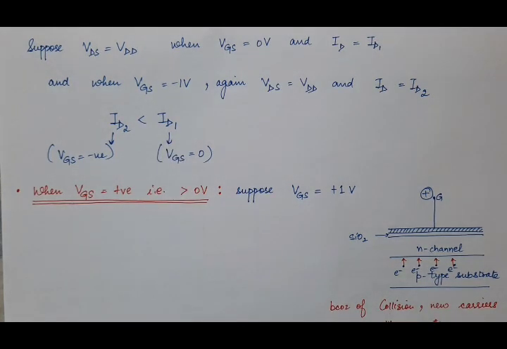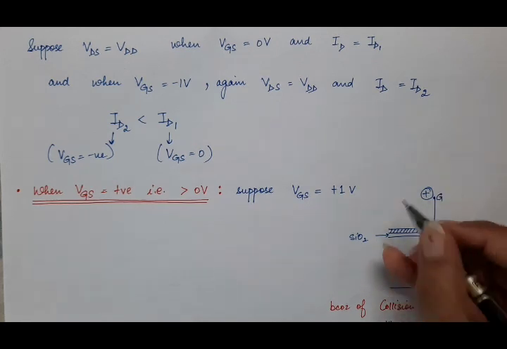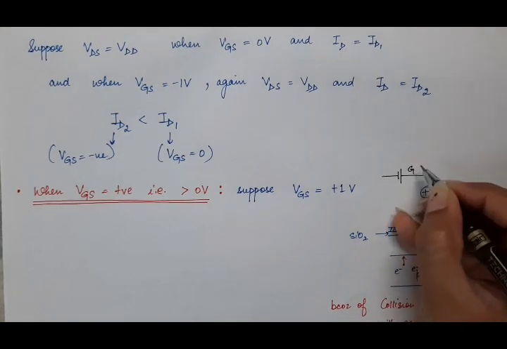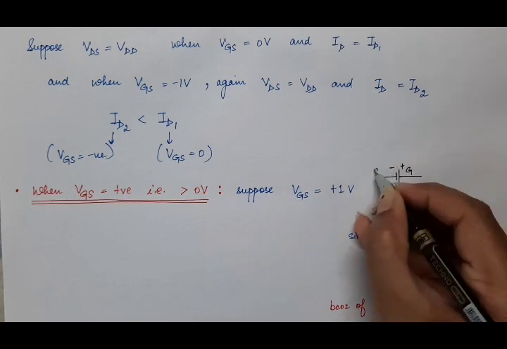Now we'll discuss our last case, when the biasing at gate is positive with respect to source. So here we will connect the biasing source in this way. The gate is made positive with respect to source.